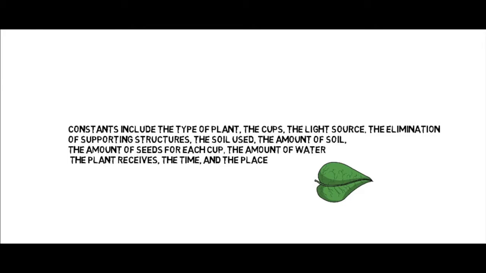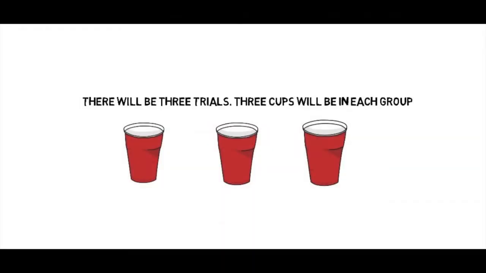Constants include the type of plant, the cups, the light source, the elimination of supporting structures, the soil used, the amount of soil, the amount of seeds for each cup, the amount of water the plant receives, the time, and the place. There will be 3 trials. 3 cups will be in each group.